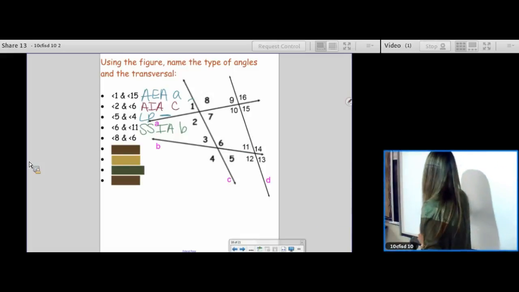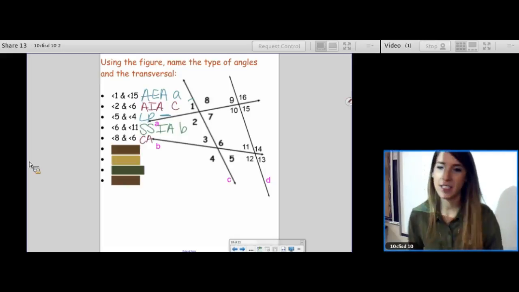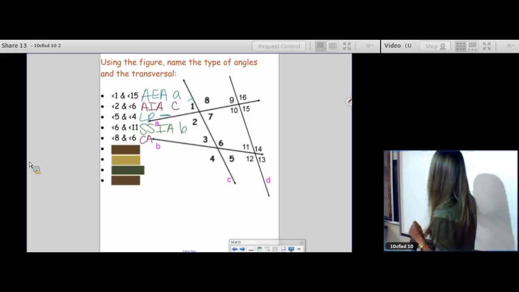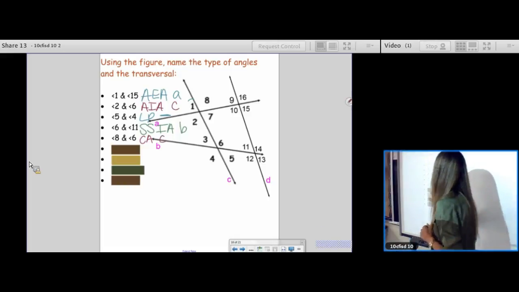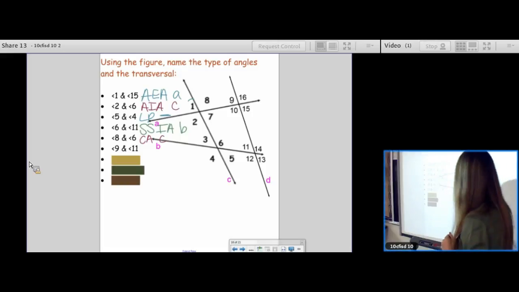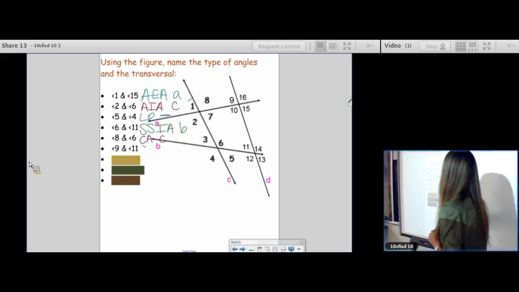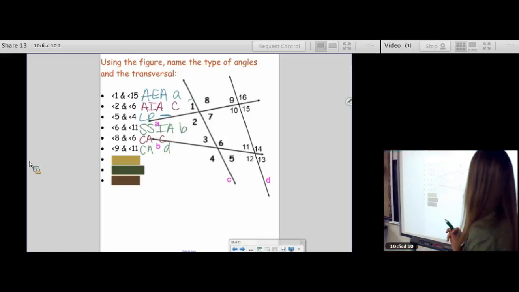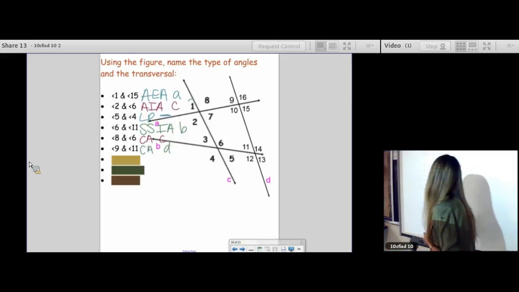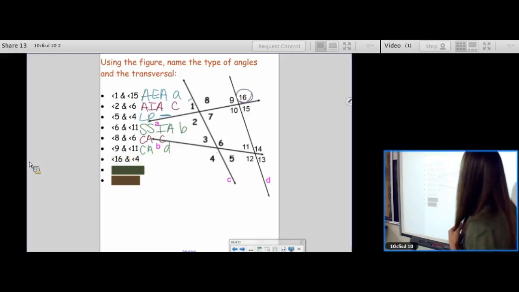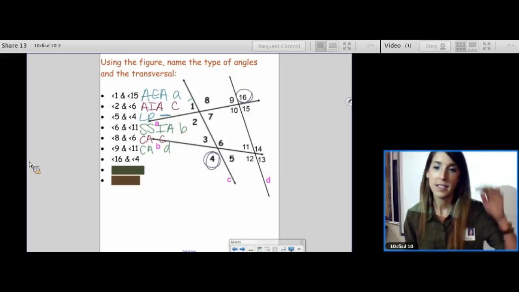Corresponding angle. And what's the transversal? Y'all got it. We could stop right here, right? I'll go through the last ones really quickly. 9 and 11. Corresponding again. Transversal D. 16 and 4. Oh. 16 and 4.